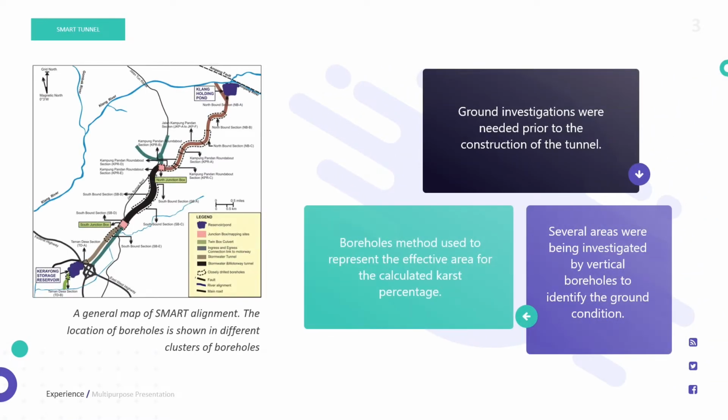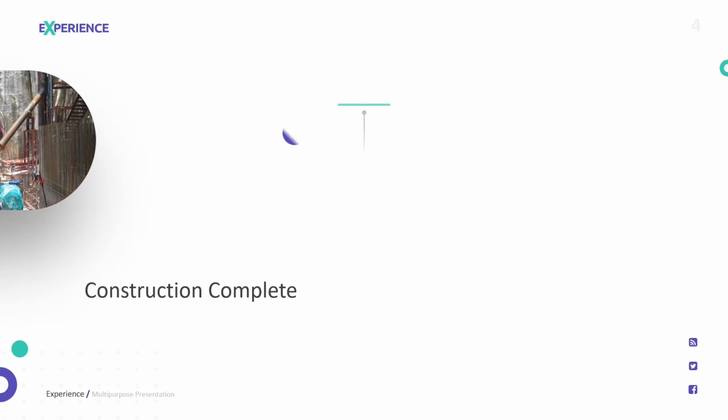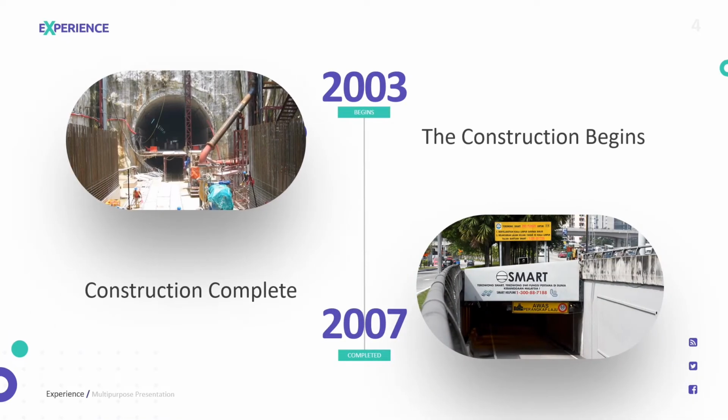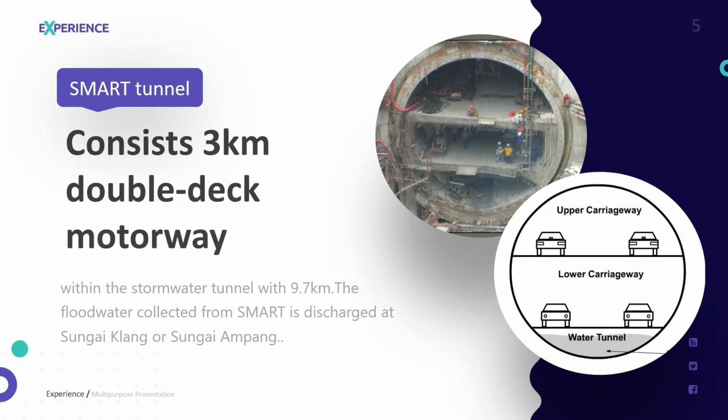Before the construction began, it needed ground investigations. Several areas were investigated by vertical boreholes to identify the ground condition. The borehole method was used to represent the effective area for the calculated karst percentage. After all the investigation processes were done, the construction of SMART began. The SMART project commenced in December 2003 and was completed in June 2007. SMART consists of a 3 km double-deck motorway within the 9.7 km stormwater tunnel. The floodwater collected from SMART is discharged at Sungai Kelang or Sungai Ampang.